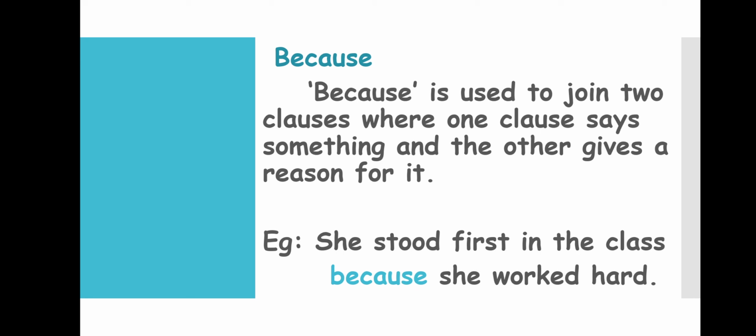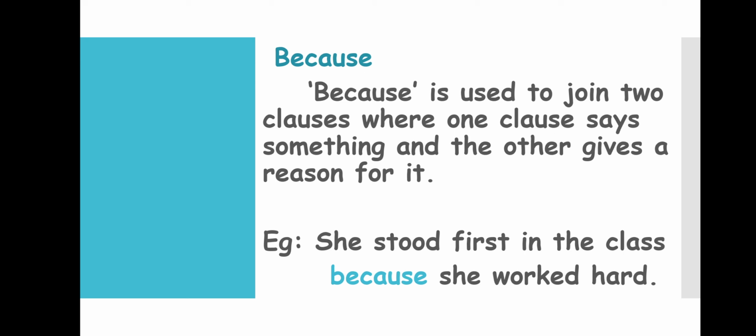She stood first in the class because she worked hard. The first clause is she stood first in the class. That is the first clause. That is the first part of the sentence. And how did she get? The reason is that she worked hard. Because she worked hard, she stood first in the class.